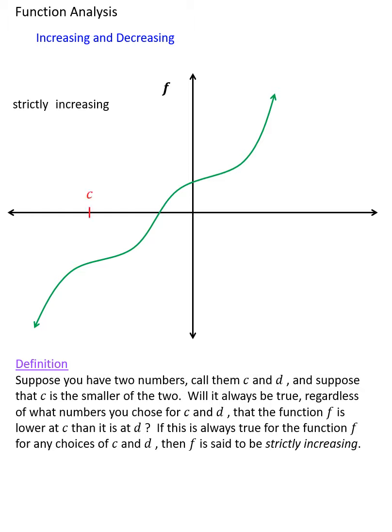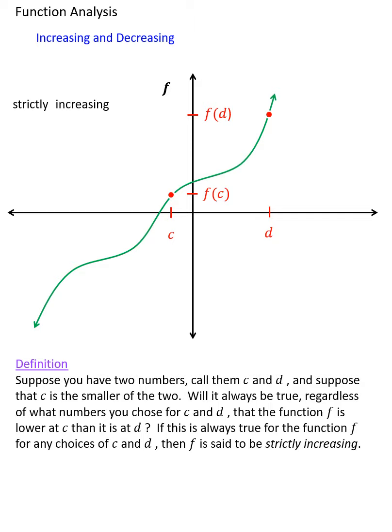Here's another example. Here's some random number c, smaller than d. Here are the corresponding points on the function to those x values. And here are their y values, f of c and f of d. And once again, with c being smaller than d, f of c was smaller or lower than f of d. Let's look at one more example. Random value c, random value d, corresponding points on functions. And once again, f of c is lower than f of d when c is lower than d.